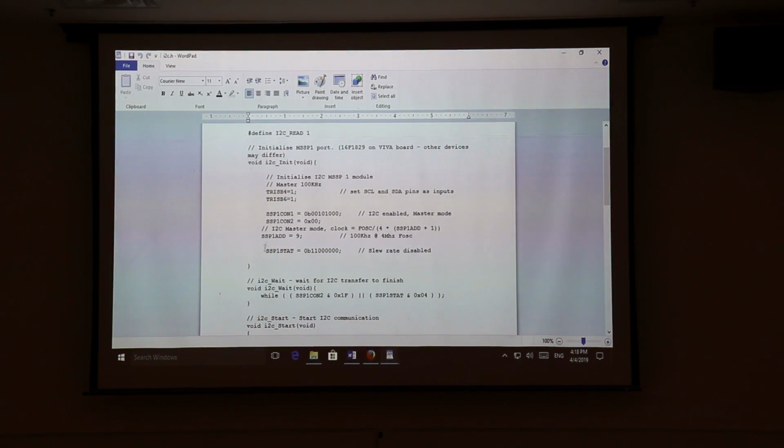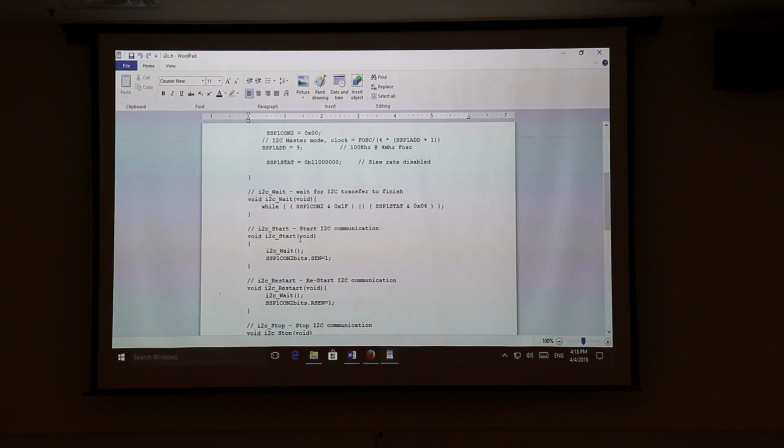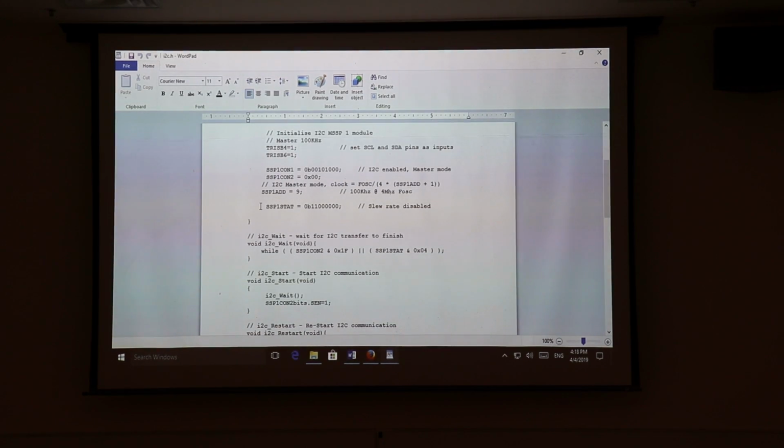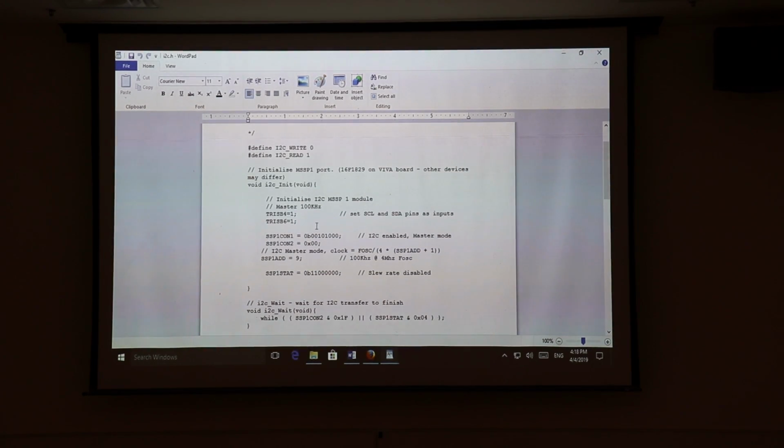And then notice synchronous serial port 1 con 1, con 2, synchronous serial port 1 address, synchronous serial port 1 stat. So all those registers would have to be changed to synchronous serial port 0 stat, or if it's 2 stat, I forget which one it is. We can check that at the end. All right. So the way it's set up is it's hard coded also to use the RB4 and 6 pins. RB4 for SCL and RB6 for SDA.